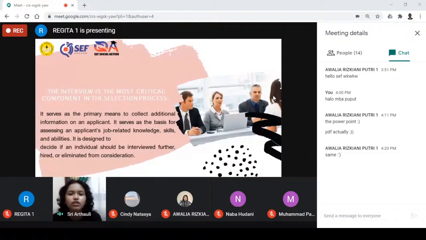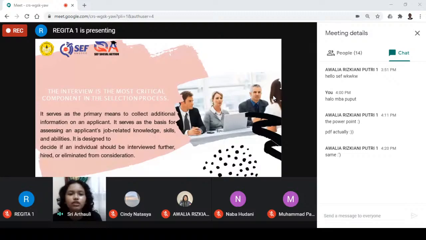Okay, so there are four types of structure in interview questions. Jadi ada 4 struktur pertanyaan nih biasanya di dalam interview. So the first one is situational question. Pose a hypothetical job situation to determine what the applicant would do in that situation.